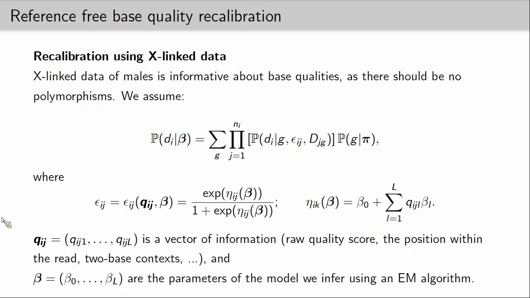And then I want to know which coefficients beta of the linear model maximize this likelihood. Okay? So I try to find the transformation of quality scores that best explains the data in a location at which I do not expect to see any polymorphic sites, but without actually making any assumption about what the reference base is.